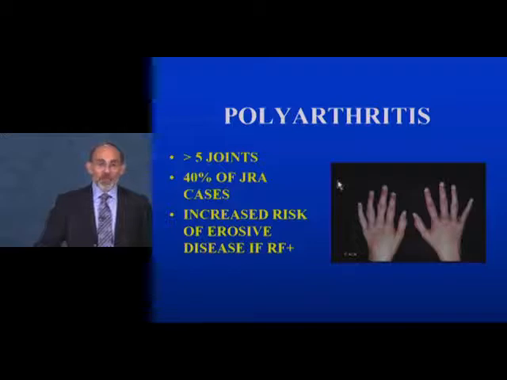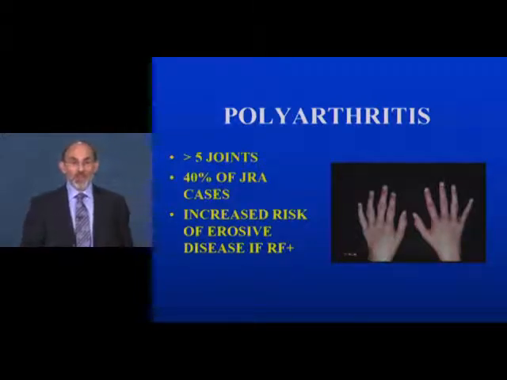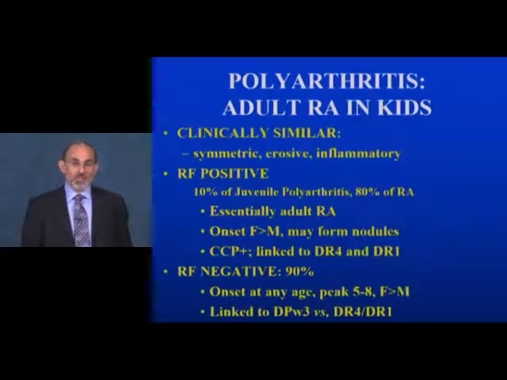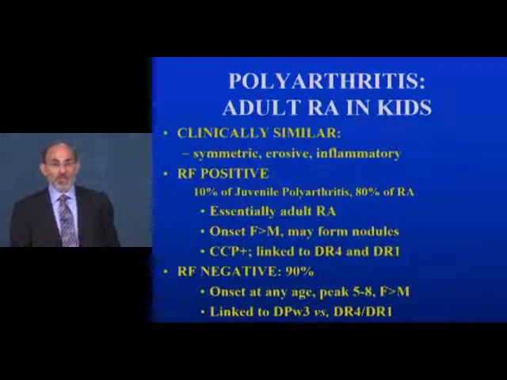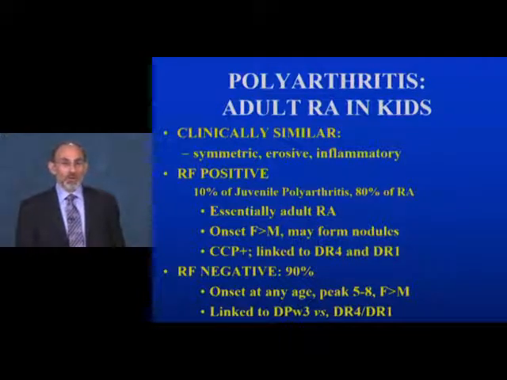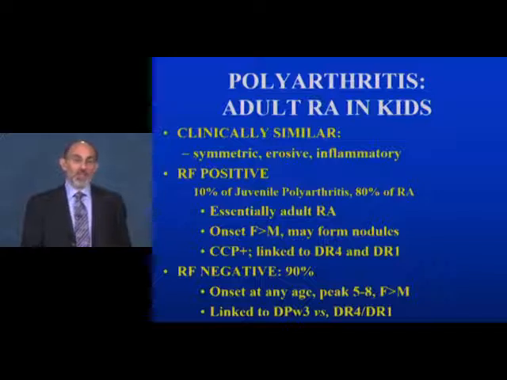Polyarthritis primarily is a concern for the joints. And this involves five or more joints. It's about 30 to 40% of cases. And this is the type that can lead to crippling arthritis if not dealt with aggressively. About 10% of these patients have rheumatoid factor positive disease, which is like adult rheumatoid arthritis. It is symmetric, erosive, and inflammatory, and when it's rheumatoid factor positive, it's essentially the same as what happens in adults when they develop rheumatoid arthritis.